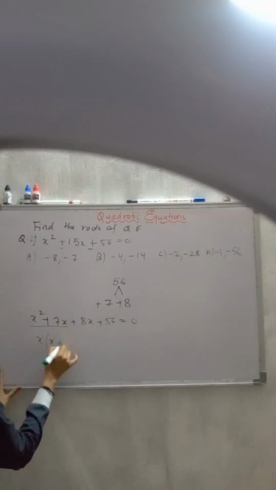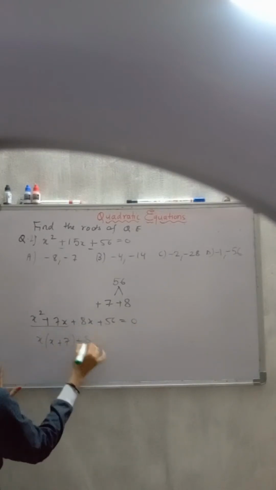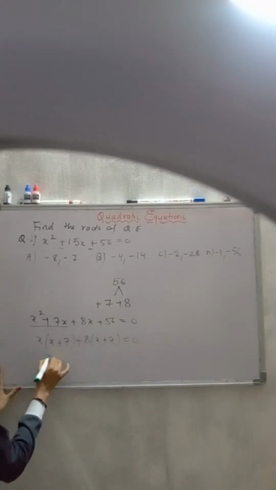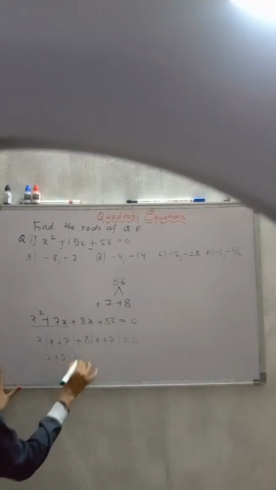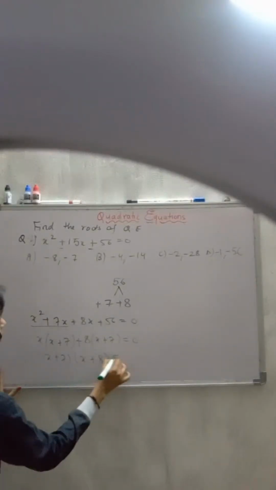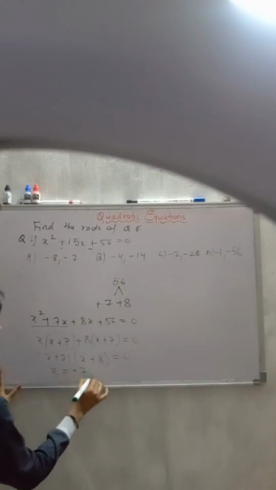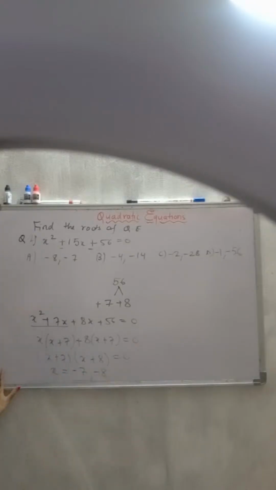x common, x plus 7; plus 8 common, x plus 7 equal to 0. x plus 7, x plus 8 equal to 0. So values of x are minus 7, minus 8. Option A is the root of the given quadratic equation. Now next, question number 3.